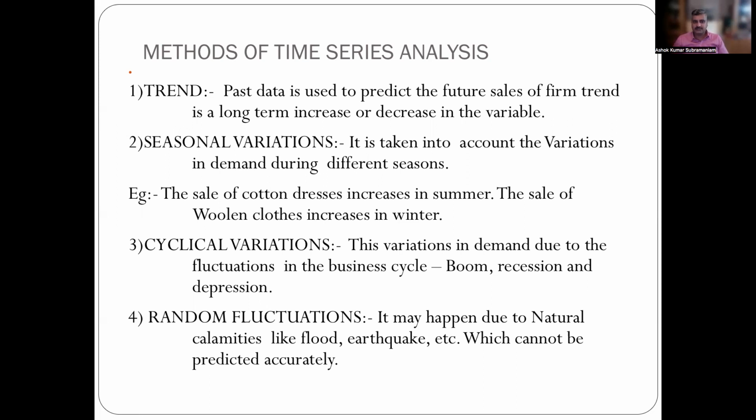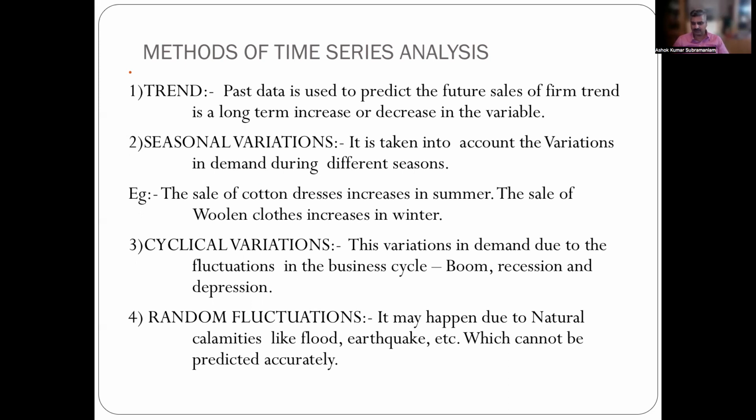And third one is cyclical variation. So cyclical variations in demand are due to fluctuations in the business cycle. For example, recession or any other political unrest. All these kinds of examples will make your business environment unstable. If your business is unstable, you cannot exactly predict your demand.